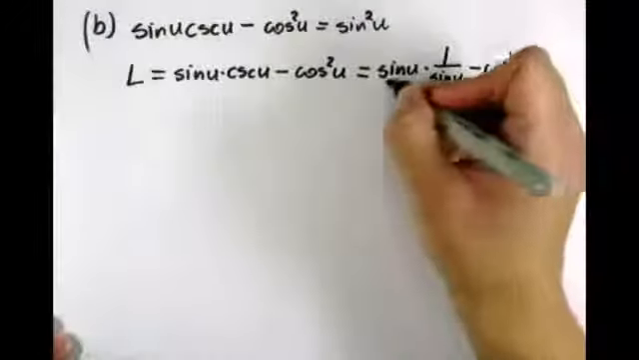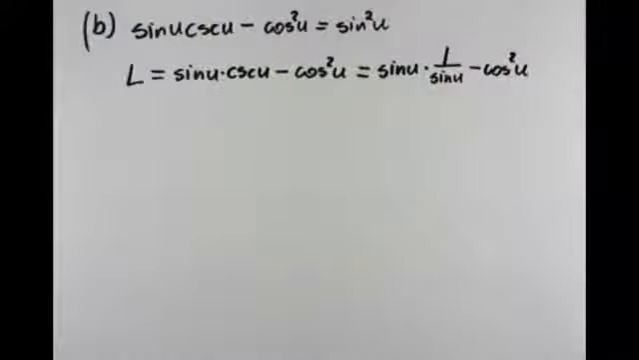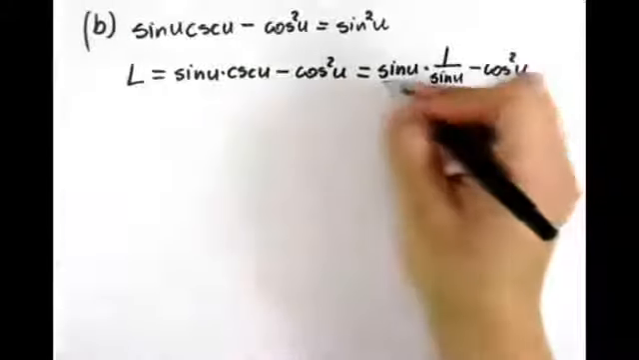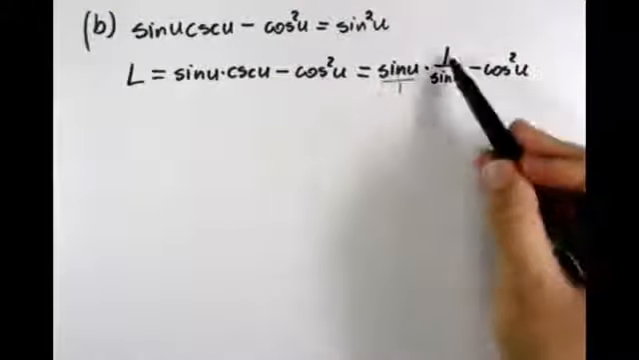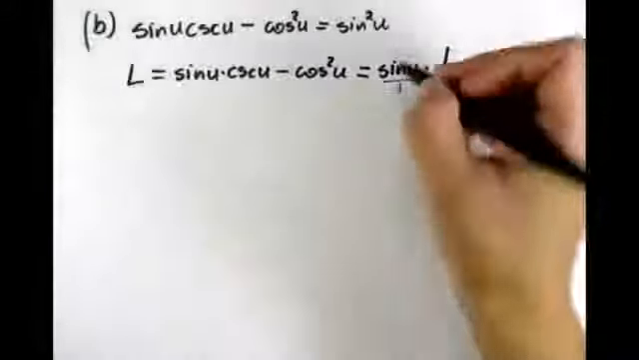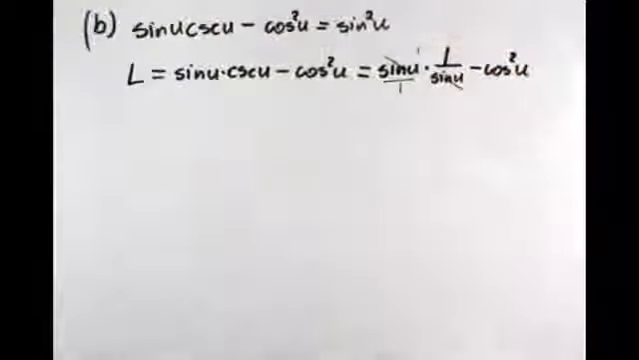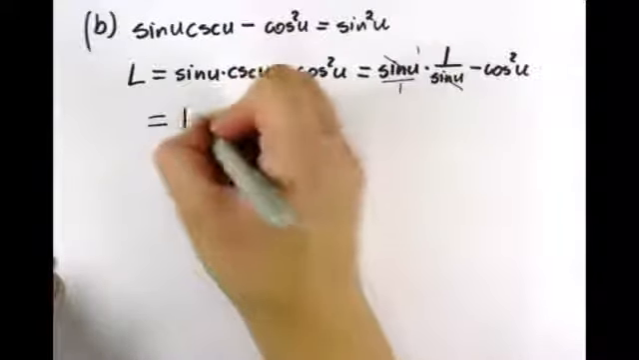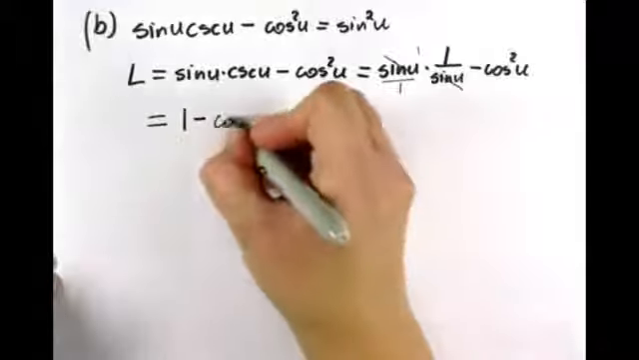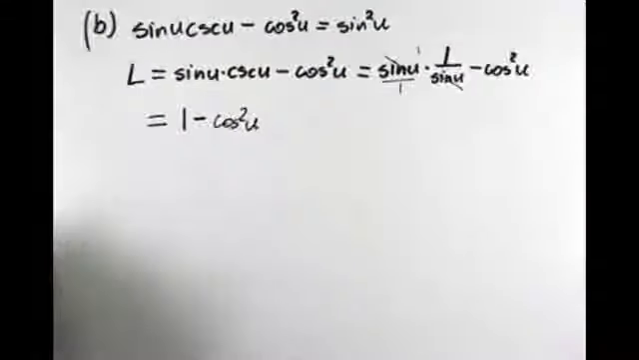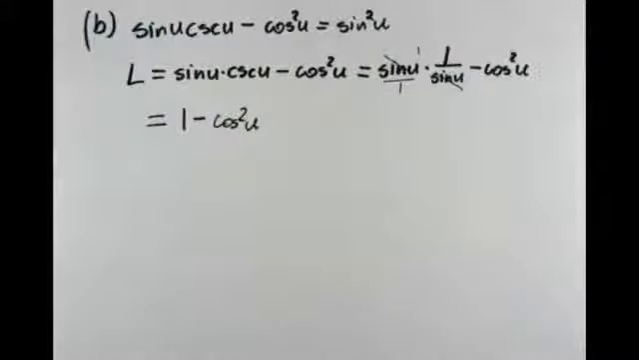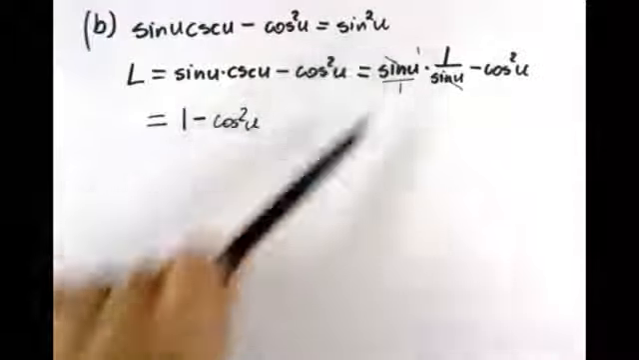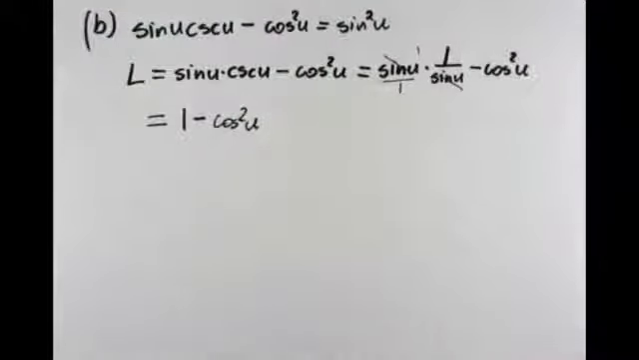This one is multiplication. Sine u is nothing else but like sine over 1. So we will have sine times 1 is sine over sine. So this reduces to 1. This cancels out to 1. So what we have? 1 minus my function cos squared u. But we do need to finish with sine squared u. We are not done yet. So what can we do?